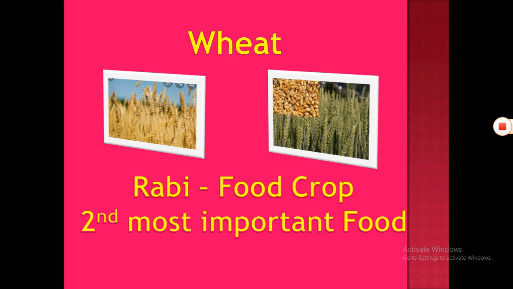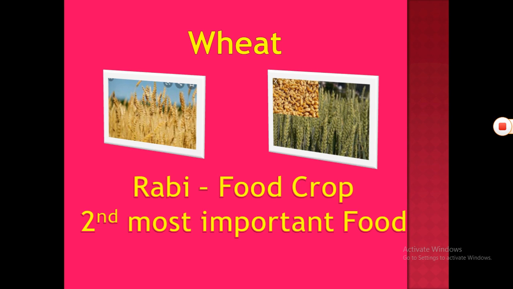Listen carefully. The water requirement is very low for wheat, but rice requires a large supply of water. That is the difference between rice and wheat. Rice requires a large supply of water, but wheat requires very little water. Wheat is grown as a rabi crop in the entire northern plain except the Brahmaputra valley.